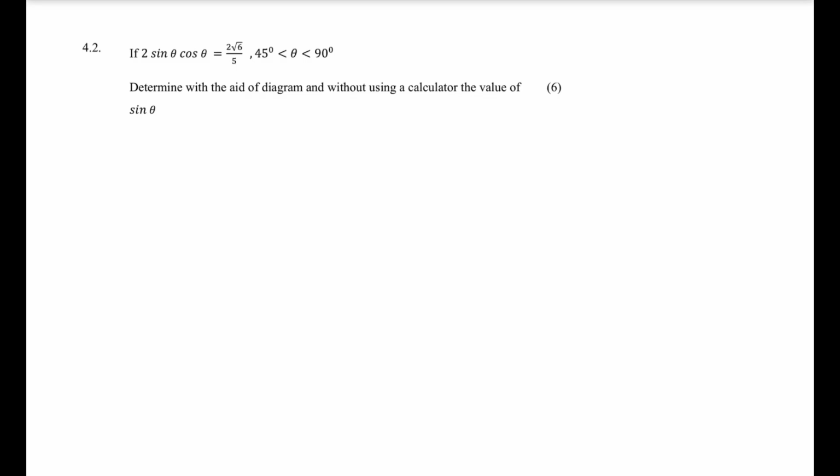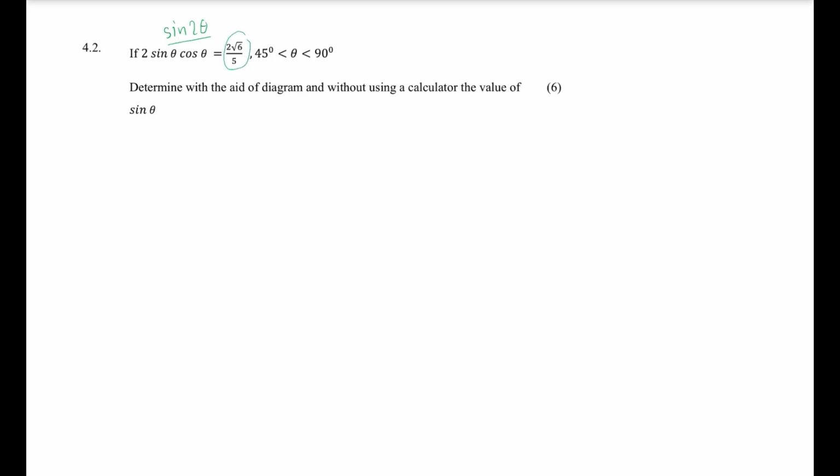Today we are going to be doing a problem solving question, whereby we are supposed to find the value of sine theta using a diagram. Now what I want you to recognize is that 2 sine theta cos theta is the same thing as sine of 2 theta, right? So basically I have sine 2 theta is equal to 2 root 6 over 5.